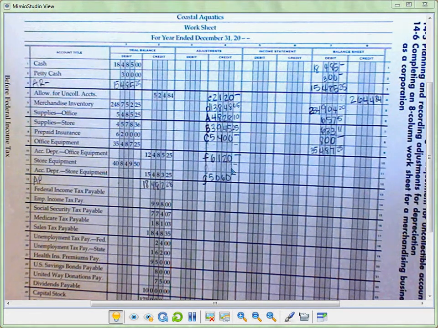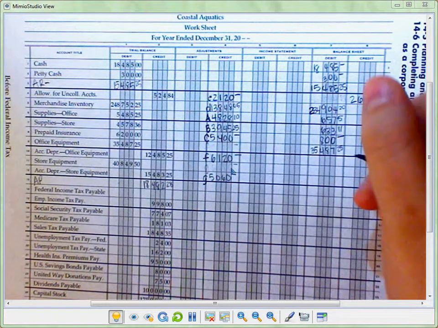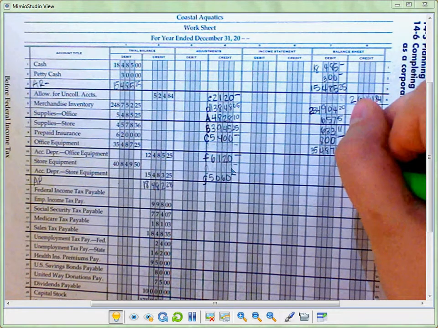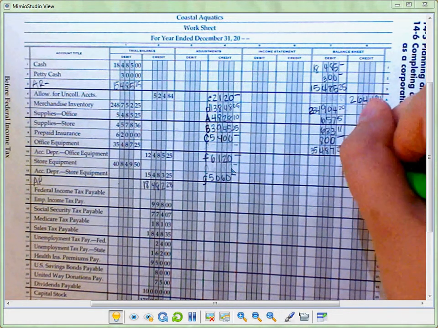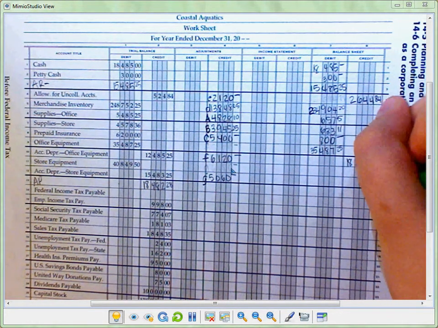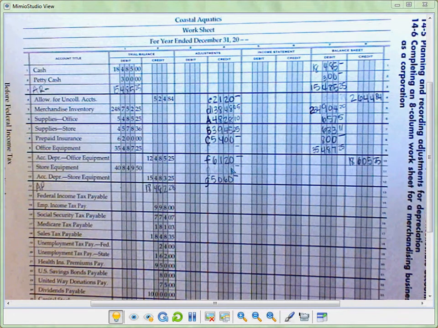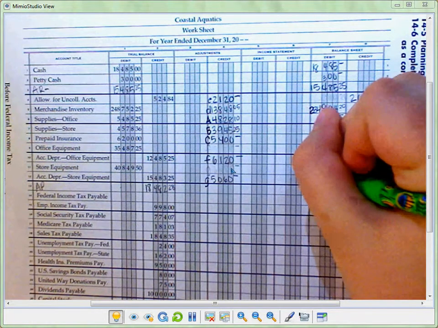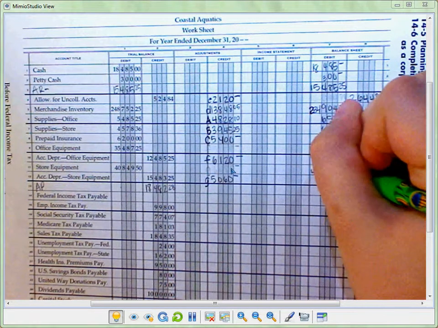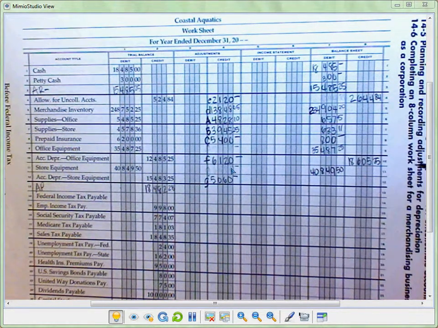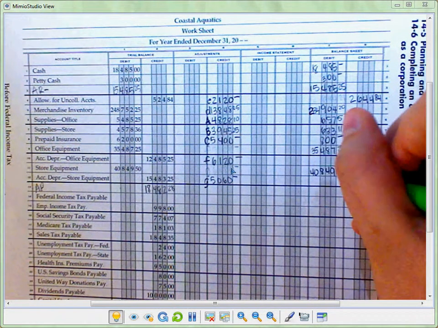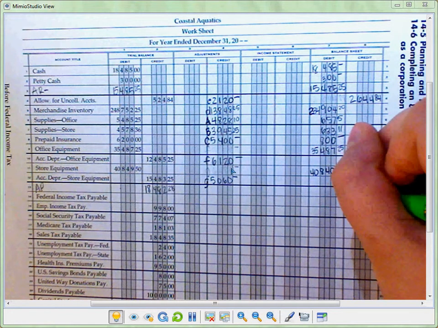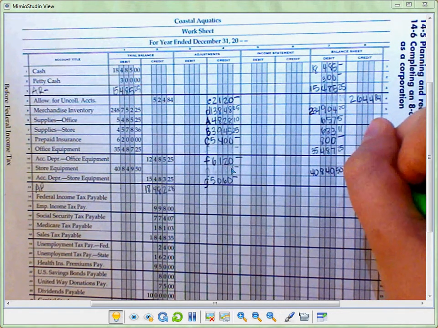Then accumulated depreciation office equipment is a credit of $18,605.25. Store equipment is a debit of $40,849.50. Depreciation for store equipment is a credit of $20,543.25.